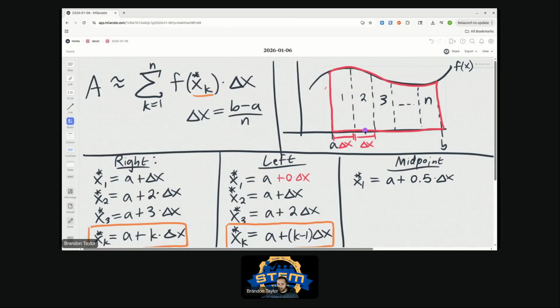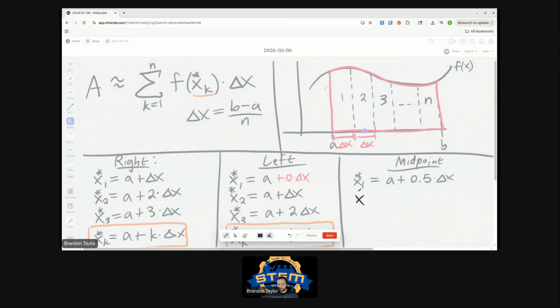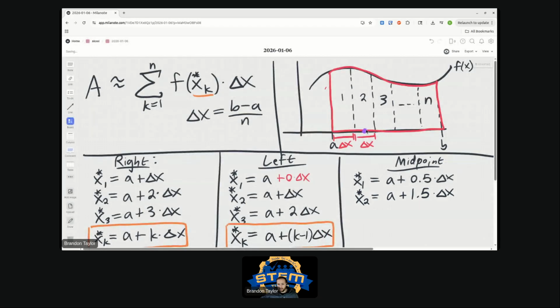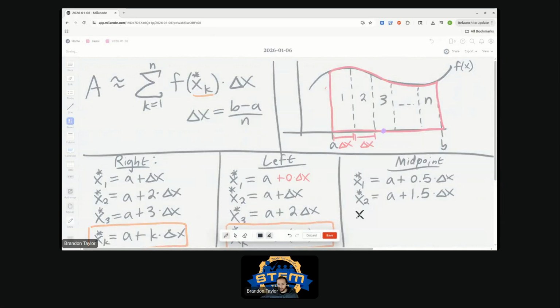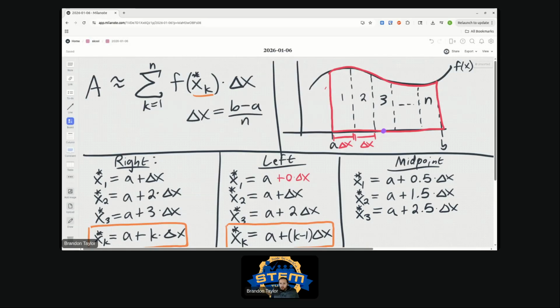And then the midpoint of the second partition would be right there. What's that? Hopefully it's clear. It's a plus 1.5 delta x. So basically x star 2 is a plus 1.5 times delta x. And what's in the middle of the third? What's that? So x star 3, you probably see where this is going. A plus 2.5 times delta x. Right? And then what we want to do, again, is basically the same thing that we were doing last time.